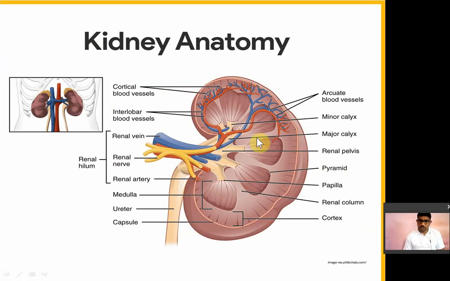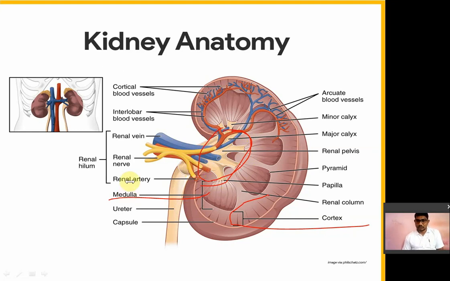So which is the outer layer? The outer layer is nothing but the cortex. Then the middle layer is known as the medulla. The pyramids you are able to see are nothing but the middle layer, the medulla. After that there is an inner layer, the white area you can see, which is known as the renal sinus. So outer layer cortex, middle layer medulla, and inner layer renal sinus.